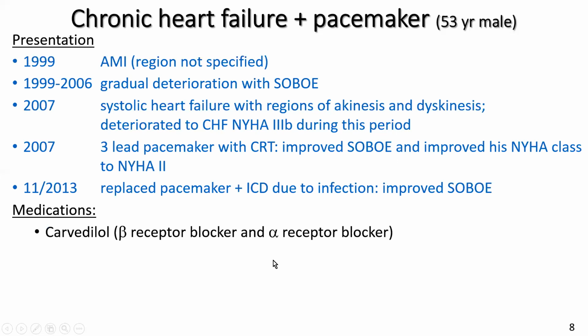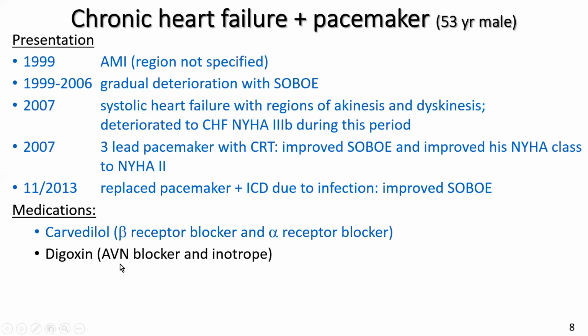So his medications: carvedilol, which is a beta receptor blocker and an alpha receptor blocker. The beta receptor blocker works mainly on the heart to decrease the work of the heart and to decrease afterload, blood pressure, and so on. Whereas the alpha receptor blocker specifically relaxes the peripheral arteries and reduces afterload to reduce the work of the heart. All of these concepts I've covered in other videos on my YouTube channel.